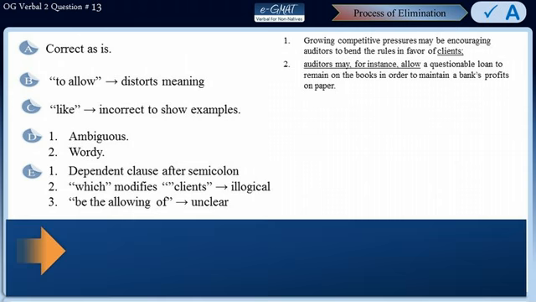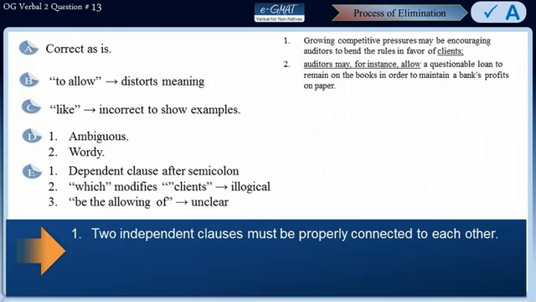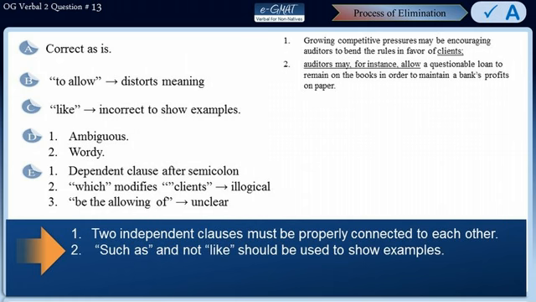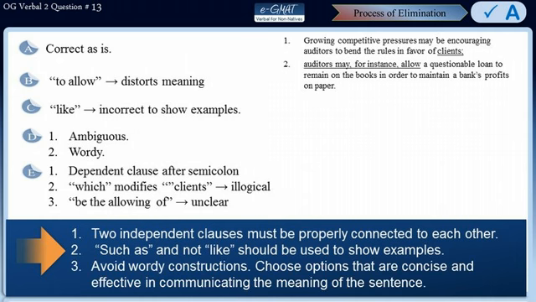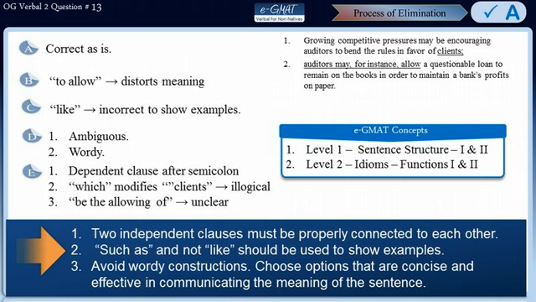Let's take a quick look at the takeaway messages now. Two independent clauses in a sentence must be properly connected to each other to communicate the meaning of the sentence most effectively. Always use such as to show examples and not like. Also, avoid wordy constructions and choose the options that are very concise and that communicate the meaning of the sentence in the most effective manner. Now, the concepts tested in this sentence have been covered in e-GMAT concepts level 1, sentence structure 1 and 2, and level 2, idioms, functions 1 and 2.